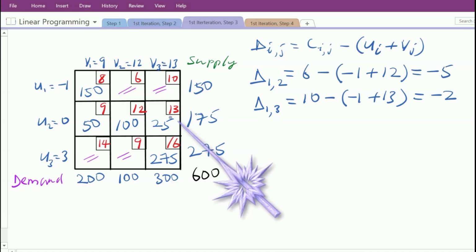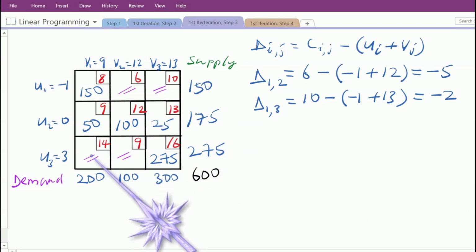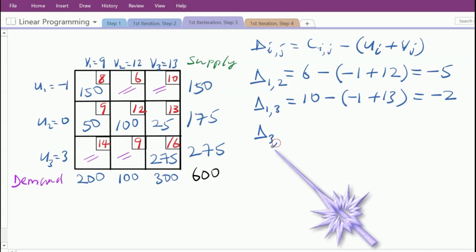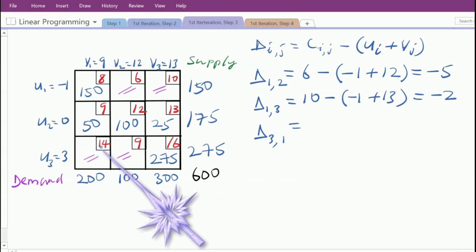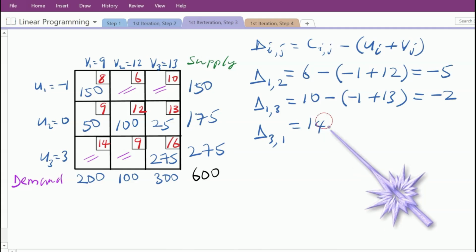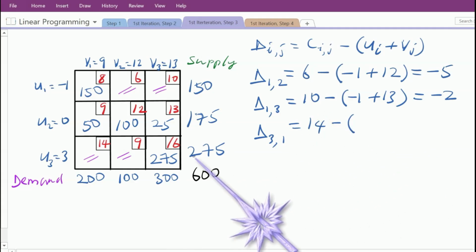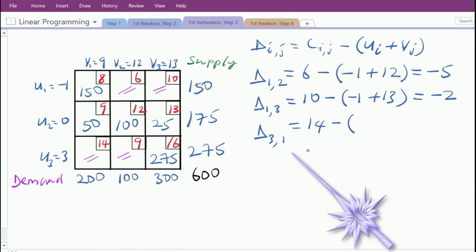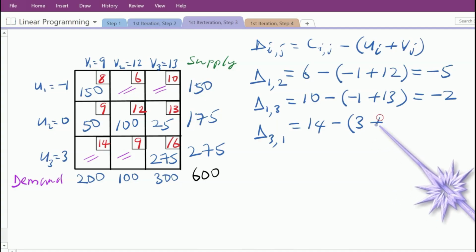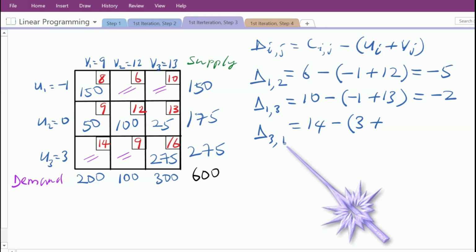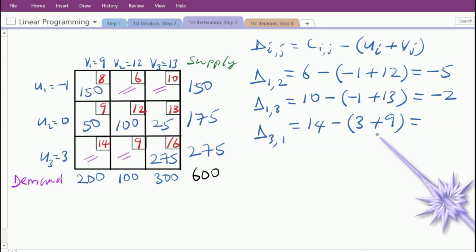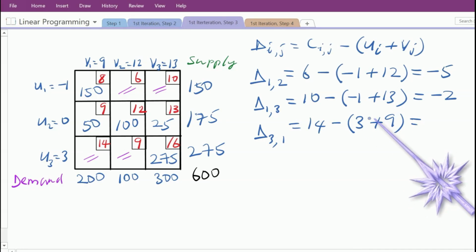And the next one is this cell here, delta 3,1. So delta 3,1 is equal to 14 minus bracket open U3, which is 3, plus V1, V1 is 9. That will be equal to 12. 14 minus 12 is 2.